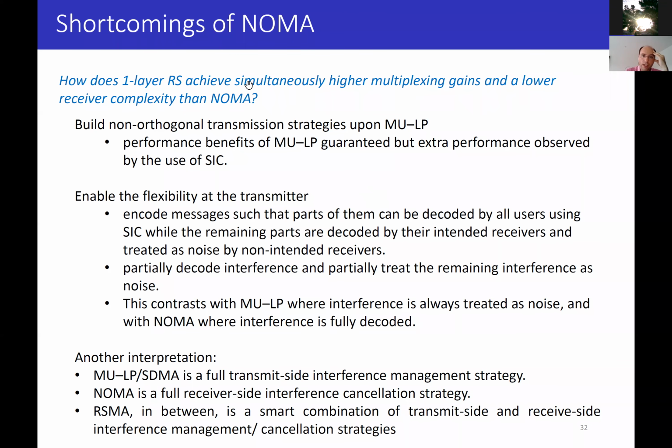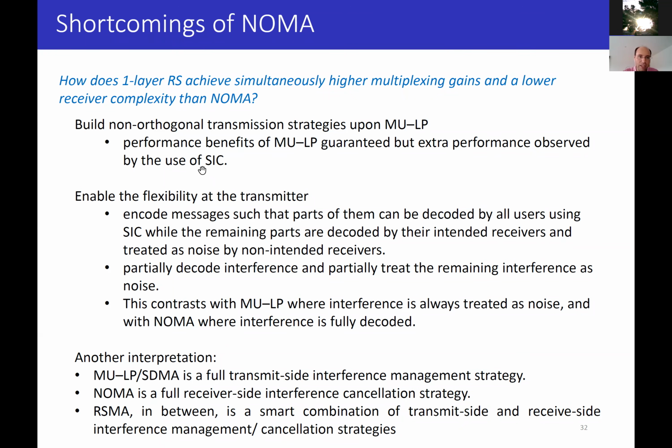Right, so why does one-layer rate splitting achieve higher multiplexing gain and lower receiver complexity than NOMA? And here the key is to really build the rate splitting or the non-orthogonal transmission strategy upon SDMA, upon multi-user linear precoding. What we want is to achieve at least the same performance as SDMA, as multi-user linear precoding, so the same as what you have in 4G and 5G, but get extra performance enhancement because you use an SIC in rate splitting. That's the least we want. We don't want something like in NOMA where you increase the receiver complexity, but that comes with a performance that actually can be worse than SDMA.